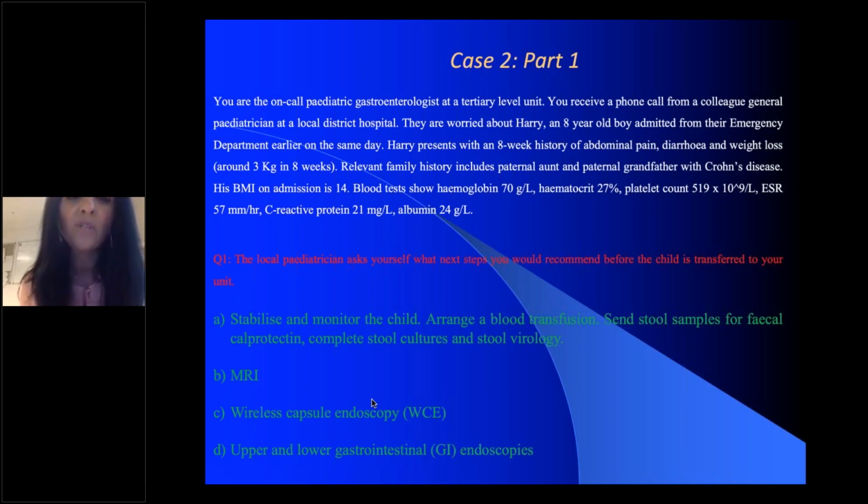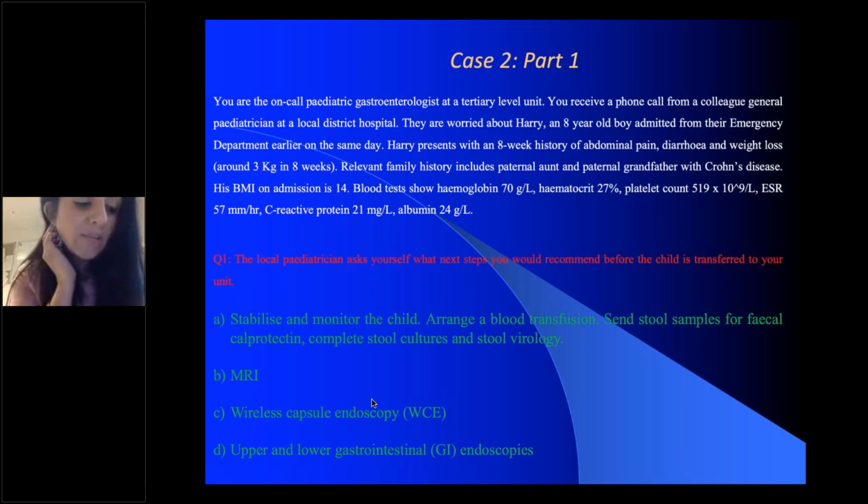And don't forget, this is in the context of this child being in a local DGH. The reason MRI is wrong here is because MRI in a DGH may not have the same protocols that we would use to look for small bowel disease. Also, the MRI can be performed once the infective causes have been ruled out, when we have a high suspicion of Crohn's disease based on our clinical and endoscopic assessment.